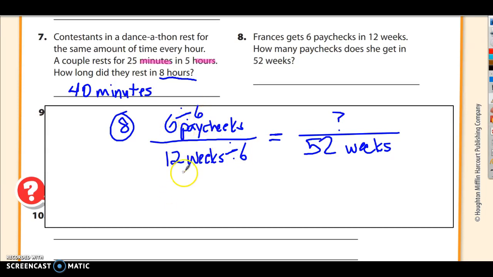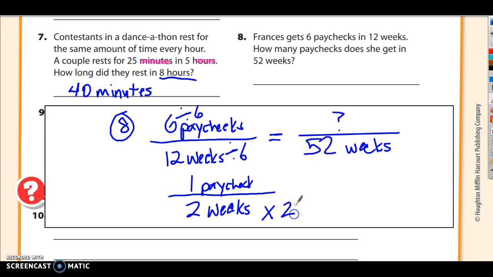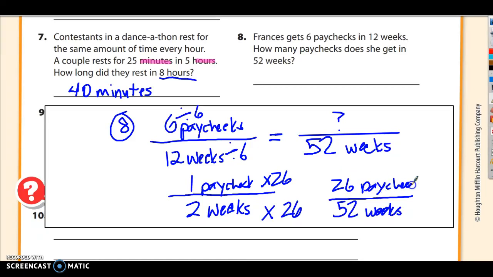And I'm going to get 6 divided by 6 is 1 paycheck every 12 divided by 6 is 2 weeks. 1 paycheck every 2 weeks. And then how do I get from 2 weeks to 52 weeks? I look at my multiplication chart and multiply by 26. Half of 52 is 26, so 2 times 26 is 52. In 52 weeks, she would get, multiply 1 times 26, and we get 26 checks, 26 paychecks. Go up to our line, write 26 paychecks.